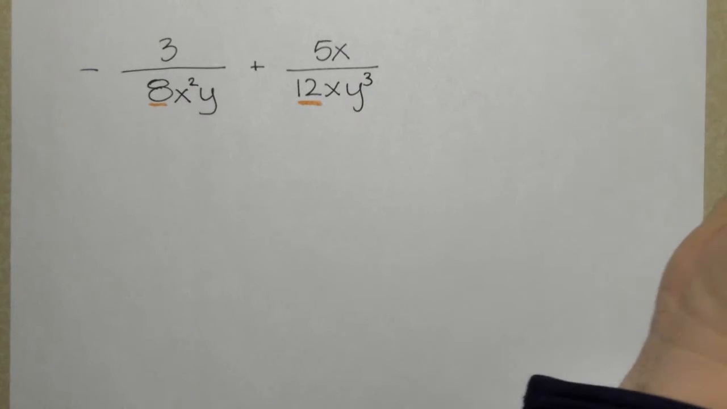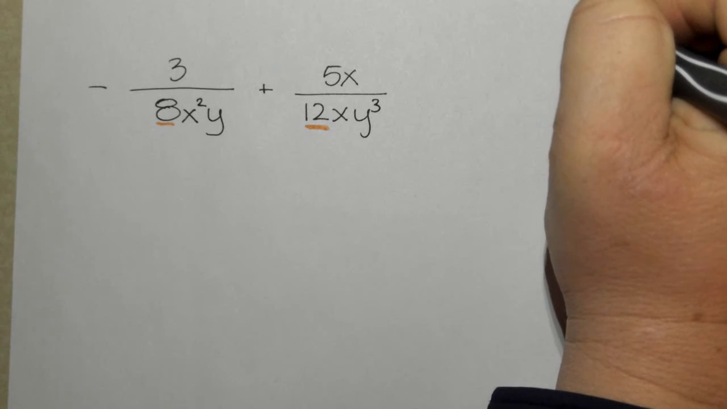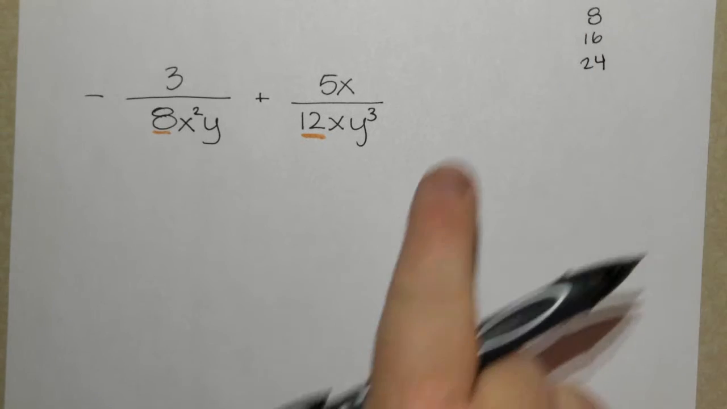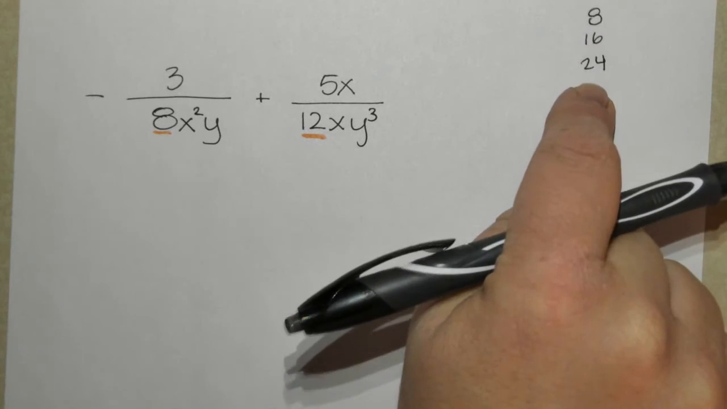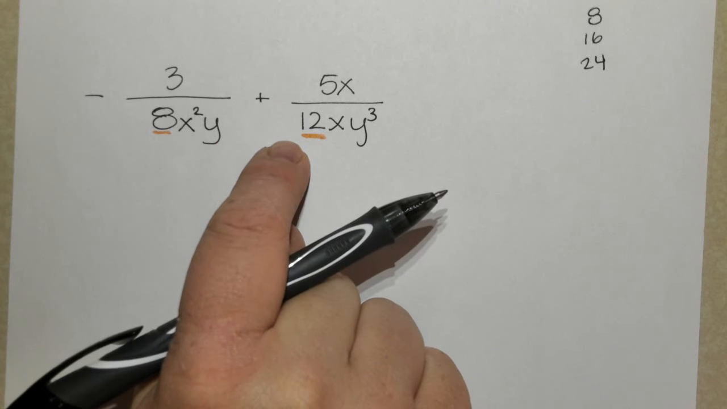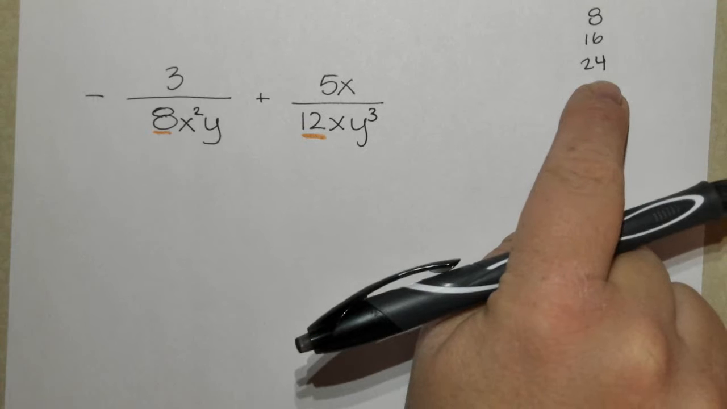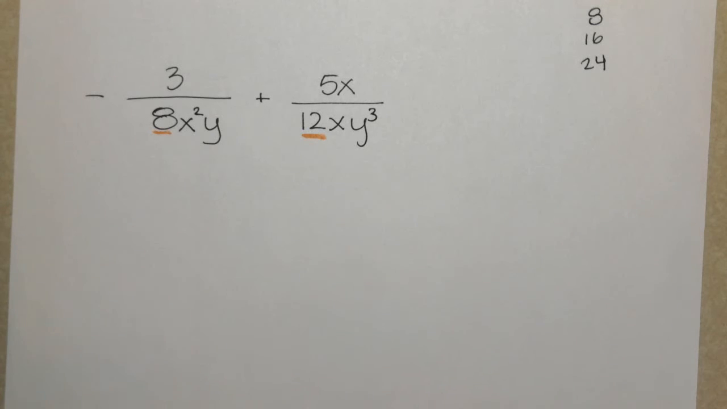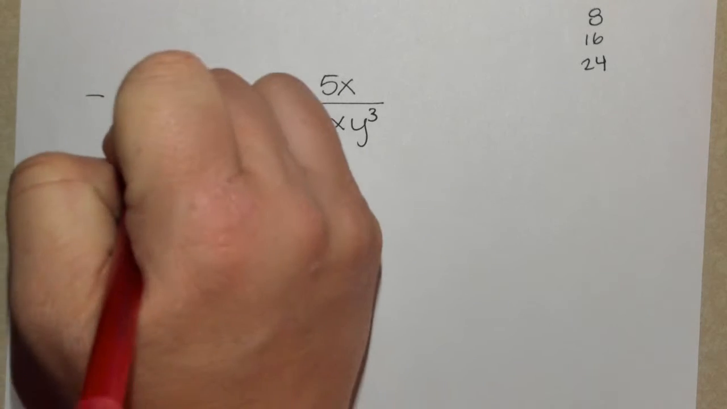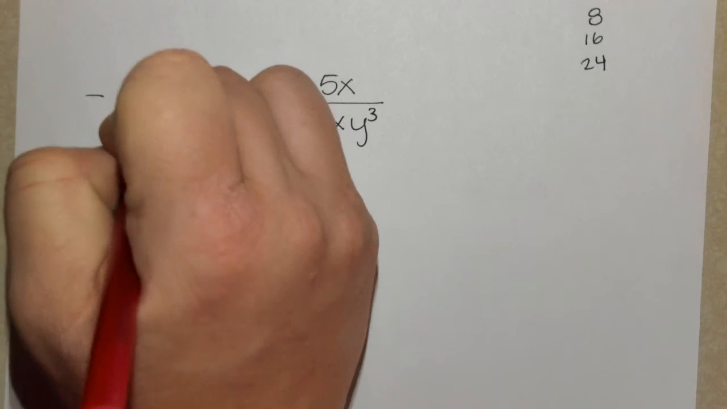I'm just going to start writing multiples of 8: 8, 16, 24. Each time I write another multiple, I want to ask myself, does 12 nicely divide into that number? For instance, 12 does not divide into 16, but it does divide into 24. So I know 24 is the smallest number that 8 and 12 both go into. So to get to 24, I'm going to multiply by 3.